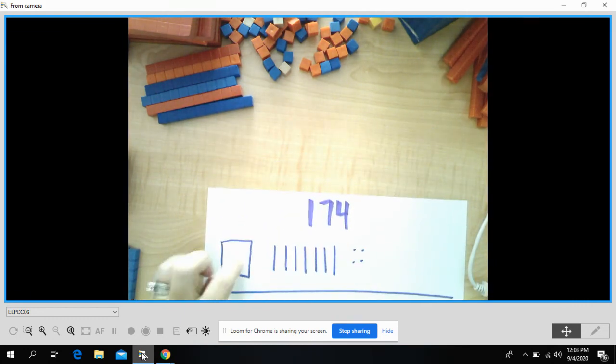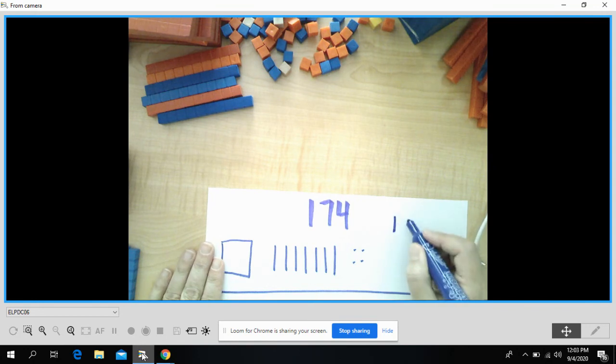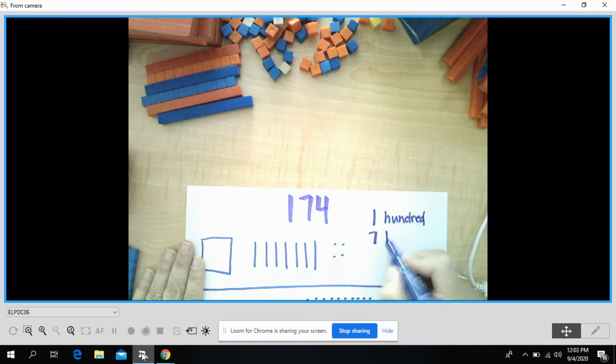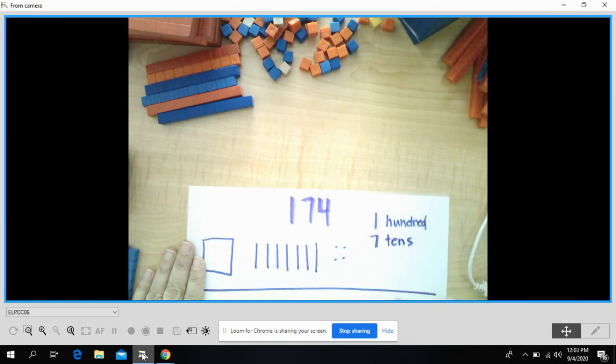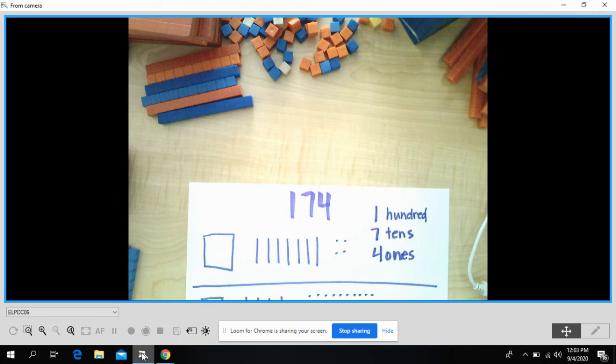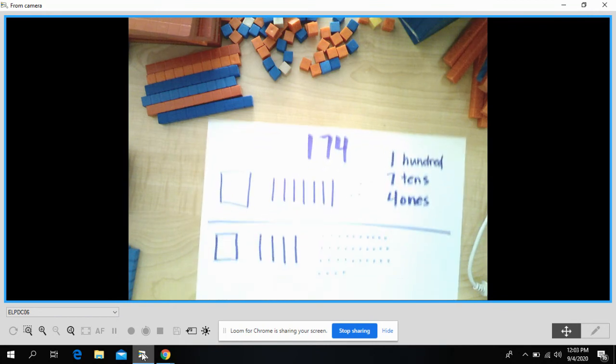So let's go back up really quickly and look how we started up here. I have 100. I have 7 tens. And I have 4 ones. Well, I have made the exact same number, but I've broken it down and made it a different way.